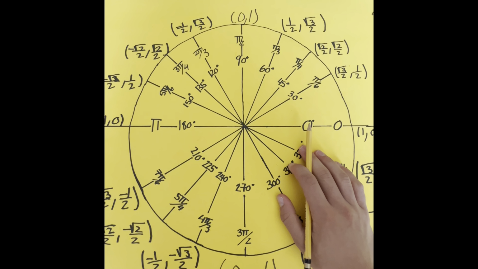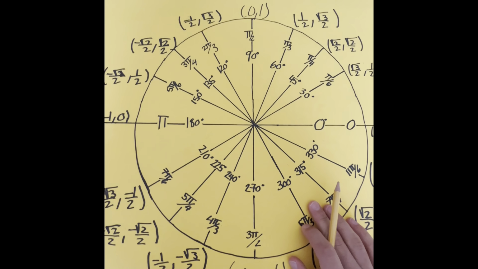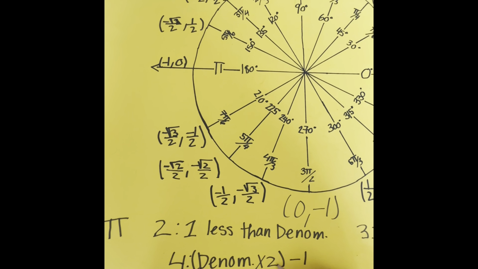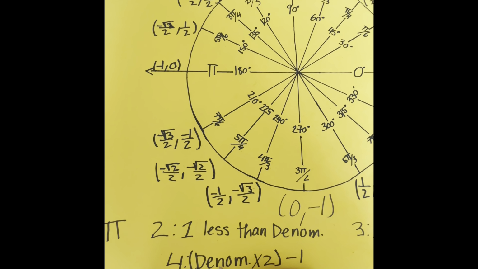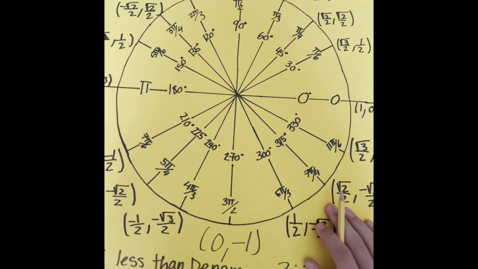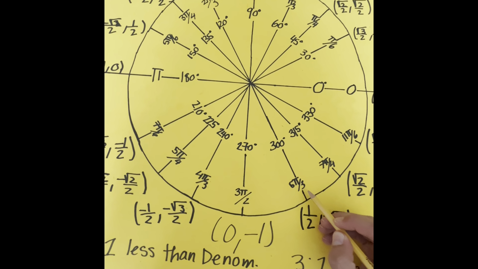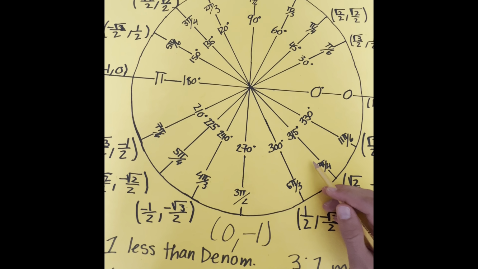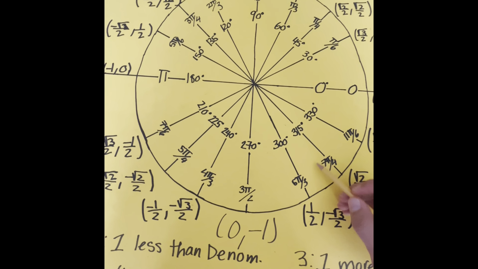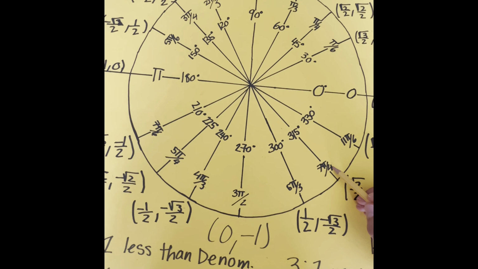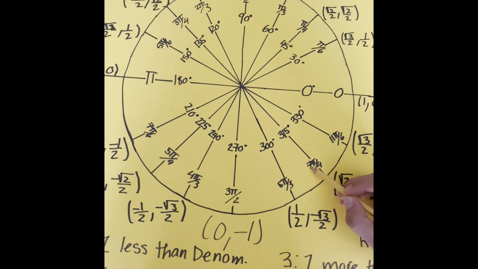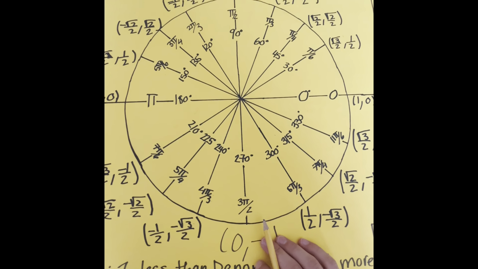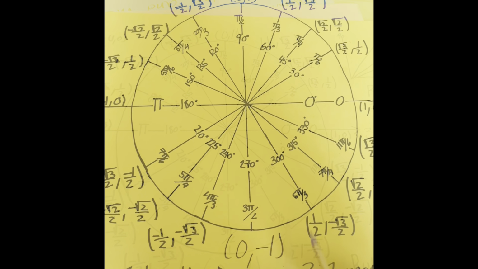Now for our last slice, we have to use the fourth rule. So it's going to be denominator times 2 minus 1. How that works is we take our denominator, 3, and we multiply it by 2, so that would give us 6, and we subtract 1. So it would be 5, here it would be 4 times 2, 8, minus 1, 7, 6 times 2, 12, minus 1, 11. And that is how we fill in our fourth slice.